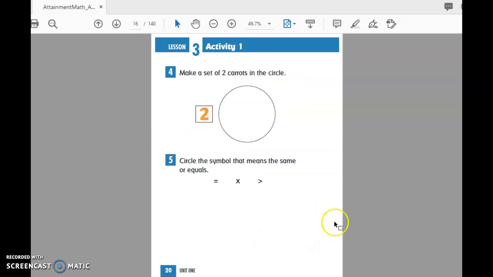Let's do another worksheet. Look for worksheet number 20. It says make a set of 2 carrots in the circle. So you're going to make 2 carrots in the circle. Good job. Look at number 5.